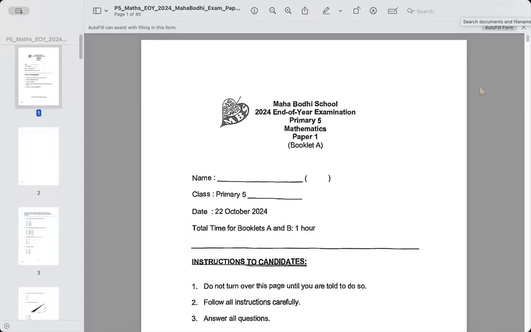Okay, so today I'll be going through the Maha Bodhi 2024 end of year examinations for P5, paper 1. So let's begin.